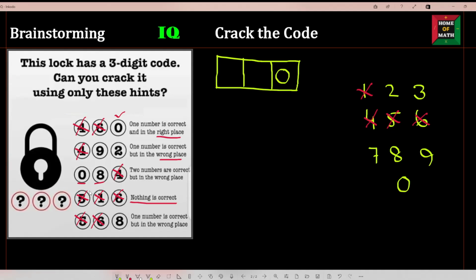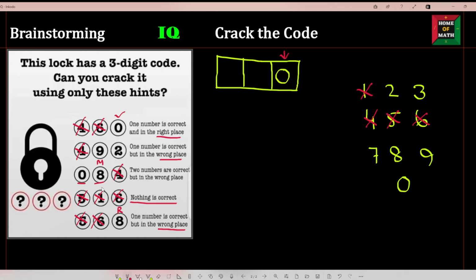here is 0 8, 2 numbers are correct but in the wrong place, and again the last one, look, 1 number is correct but in the wrong place. So from here we understand 0 is already in the right place, on the right side. So on the right side 8 is not possible. Here it also says wrong place, and here 8 is in the middle position and here 8 is in the right position. So both are wrong places, but 8 is a correct number.